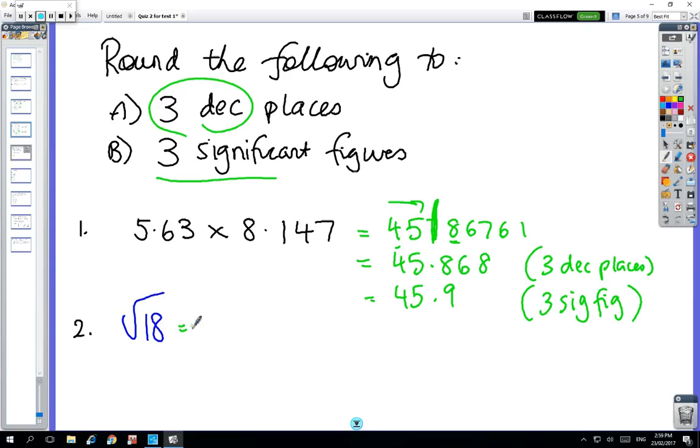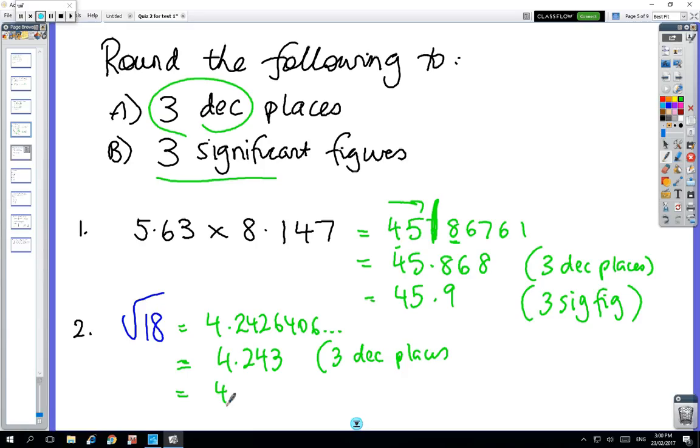Okay, square root of 18, what does that equal? Equals 4.24264. Okay, so it just keeps going and going and going. So to 3 decimal places, it's 4.243, so that's 3 decimal places. And to 3 significant figures, it's 4.24.